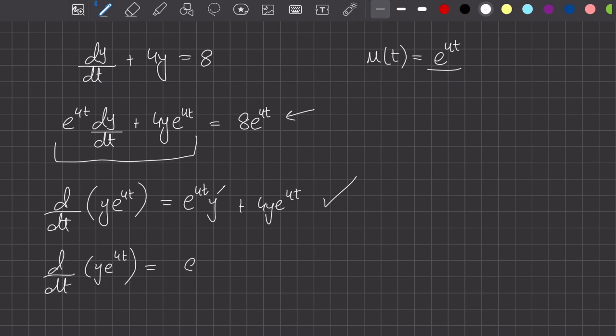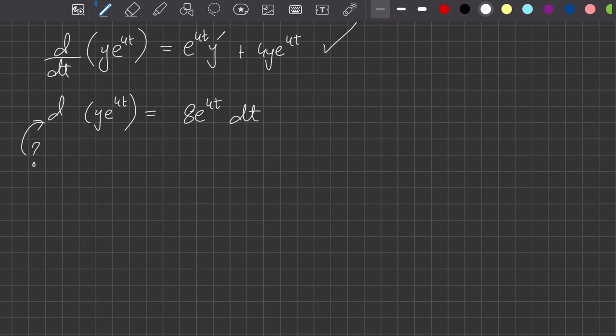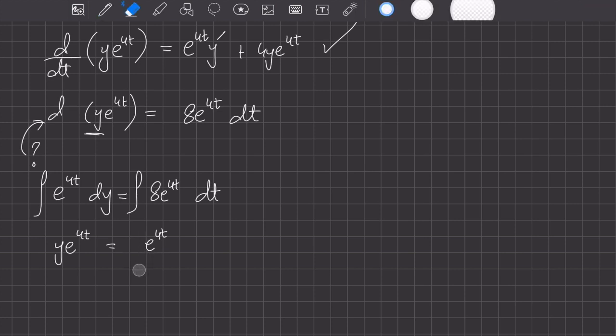Now that we have it written as this, we can integrate. However, first multiply dt on both sides. Wait, why is it just d on the left side? Well, you have the y here, which multiplies with it, and essentially you can write this as e power 4t times dy. The right side is 8e power 4t times dt. We integrate both sides to get y times e power 4t equals 8e power 4t over 4, which is just 2e power 4t plus c.